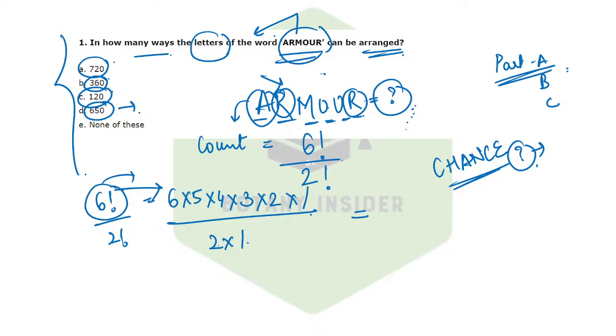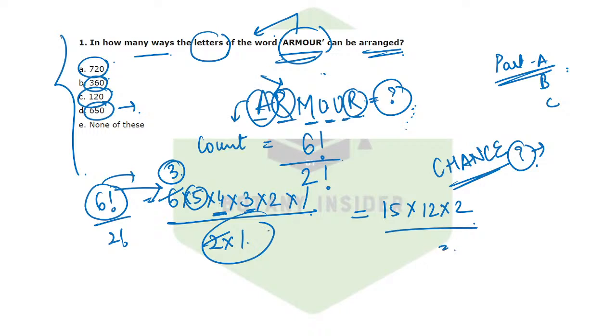So just simplify it now. You have 5 threes are 15, 15 into 4 into 3 is 12, multiplied by 2, divided by nothing because we have already cancelled it. Now 15 into 2 is 30, and then into 12, which is equal to 360. So B will be the correct answer for this particular question.